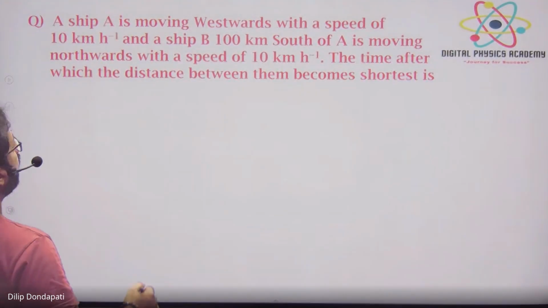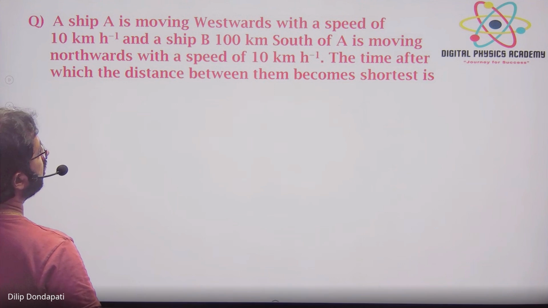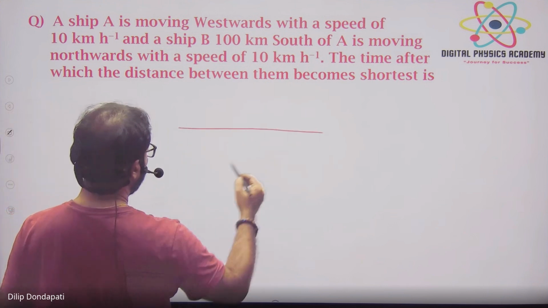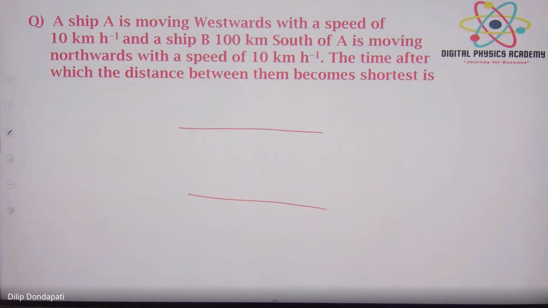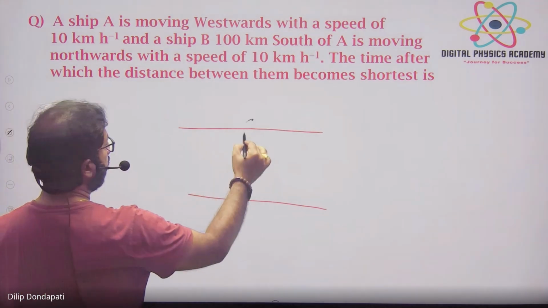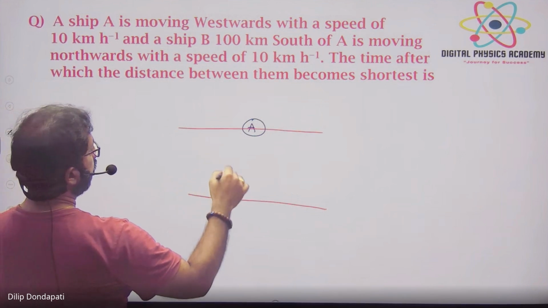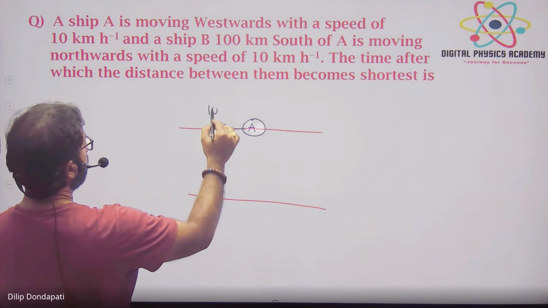Draw the diagram. Ship A is moving westward with the speed of this much, and ship B is 100 kilometers south of A and is moving northwards. Now draw the diagram and use it. Which direction is ship A going? It is going westwards. North, south, east, west. It is going in the west direction. What is the speed? That is 10 kilometers per hour.